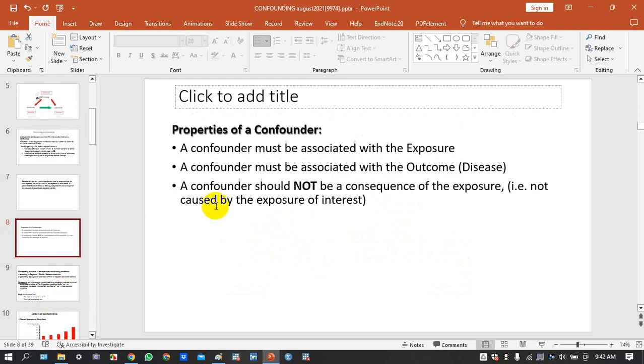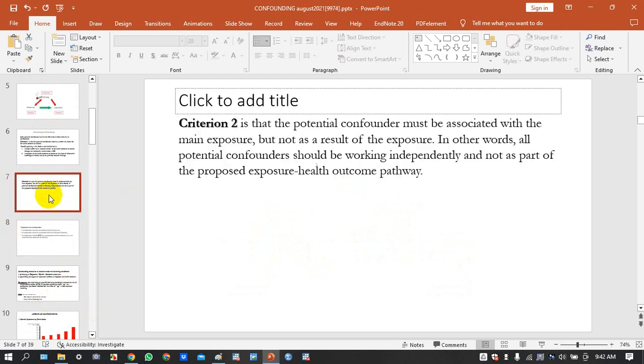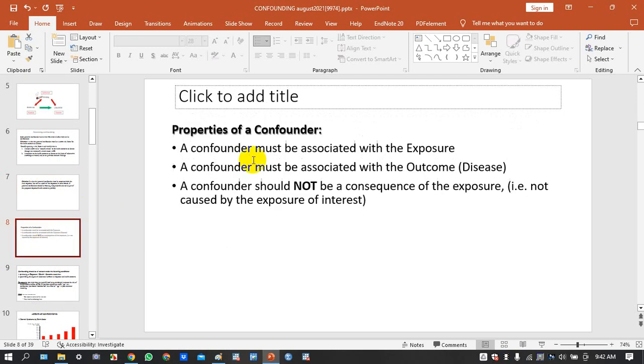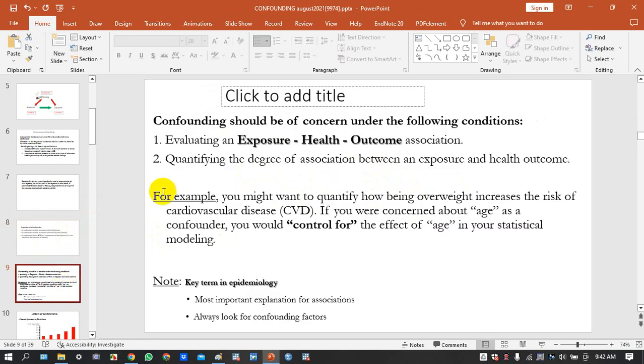So, properties of a confounder. A confounder must be associated with the exposure, like I've explained. A confounder must be associated with the outcome, the disease, like I've explained. A confounder should not be a consequence of the exposure. It shouldn't be in the causal pathway, not caused by the exposure of interest. So it shouldn't be in the causal pathway.